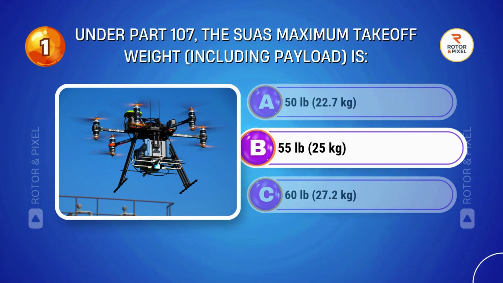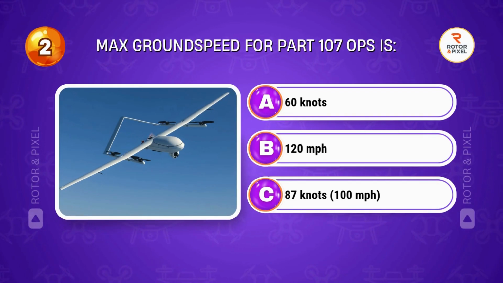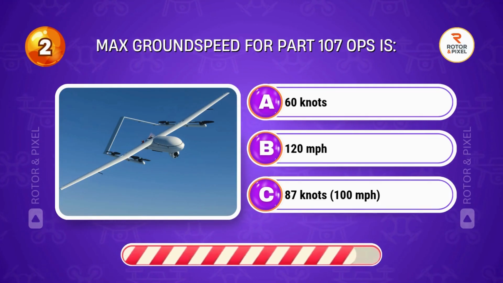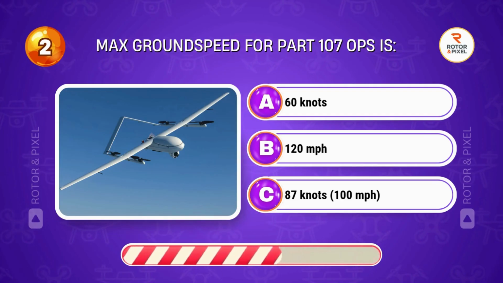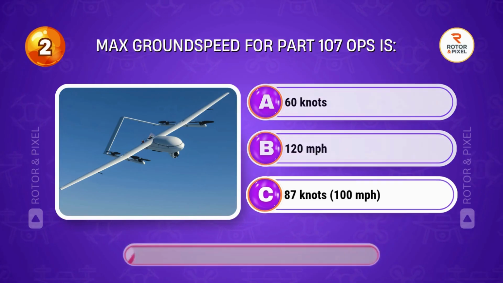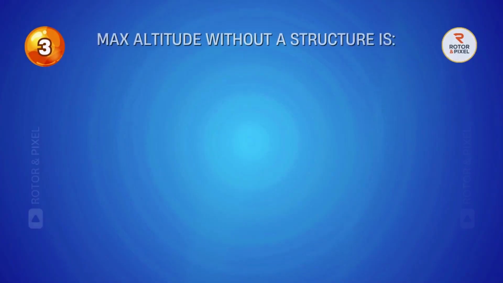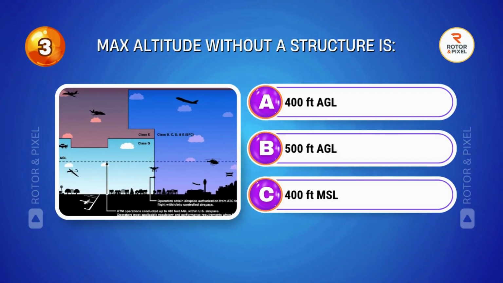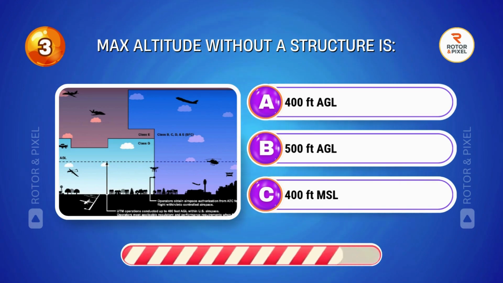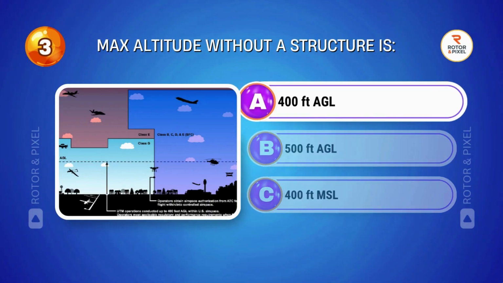Answer B, 55 pounds, 25 kilograms. Max ground speed for Part 107 ops is... Answer C, 87 knots, 100 miles per hour. Max altitude without a structure is... Answer A, 400 feet AGL.